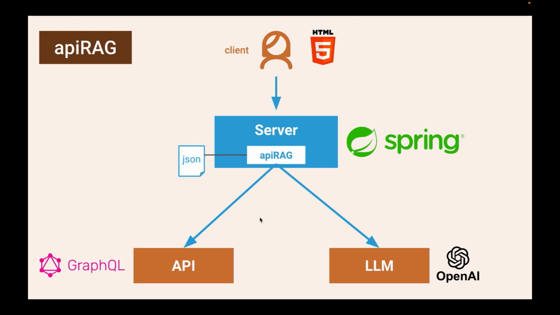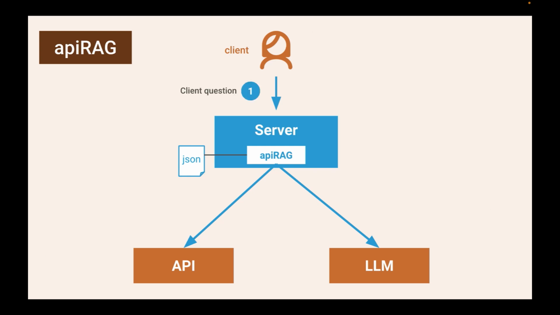And here's how that works at runtime. When a client asks a question, apiRAG forwards the question to the LLM for question analysis. The LLM then responds with either a function call to say, hey, I would like additional information to answer that question, or it produces a response if the question can be answered with the information the LLM has encoded in its training data set.